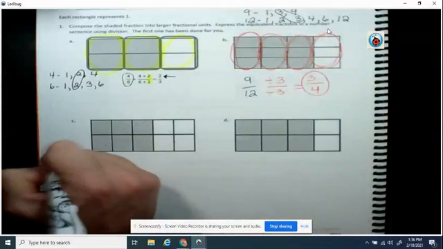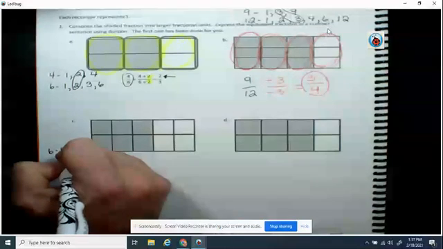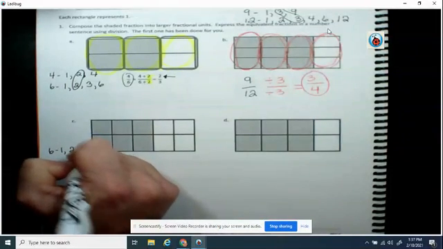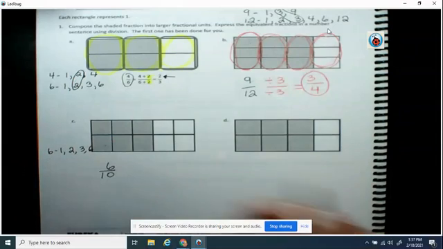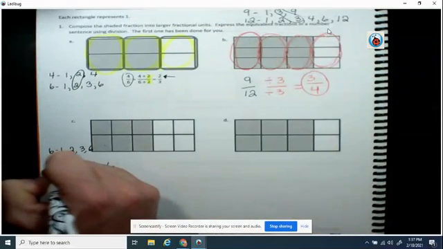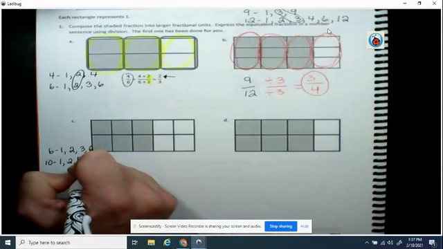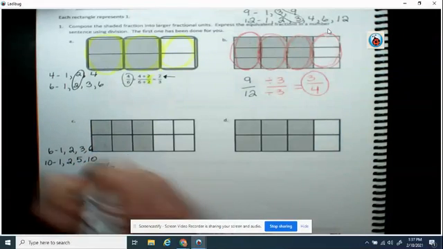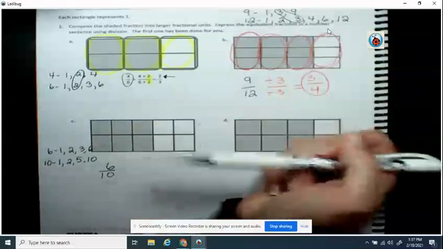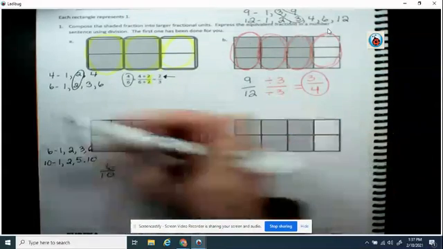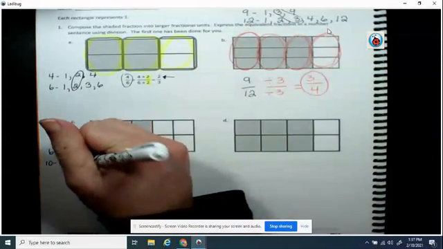So for 6, I have factors of 1. I can divide it by 2. I can divide it by 3. And I can divide it by 6. For 10, I can divide it by 1, I can divide it by 2, I can divide it by 5, and I can divide it by 10. So those are my factors for 6 and 10. And the biggest factor that they have in common is 2.